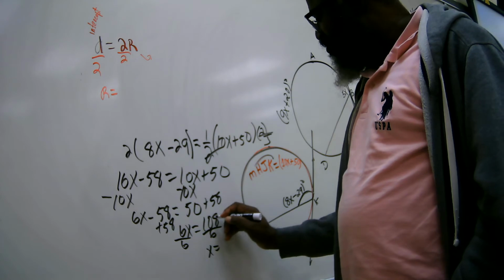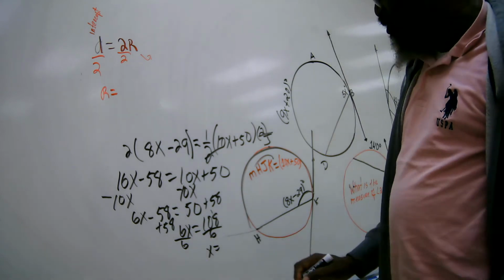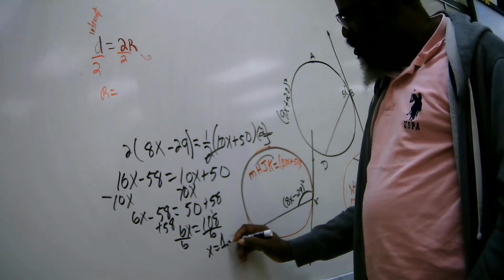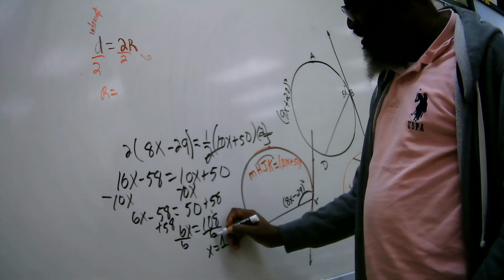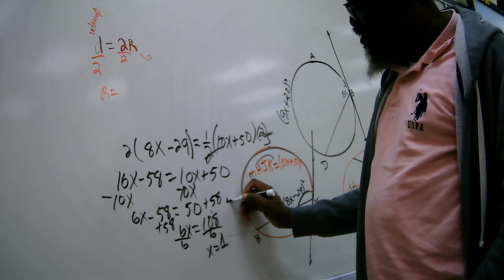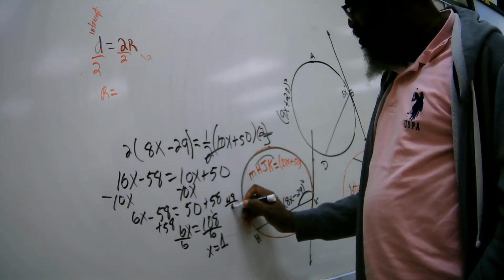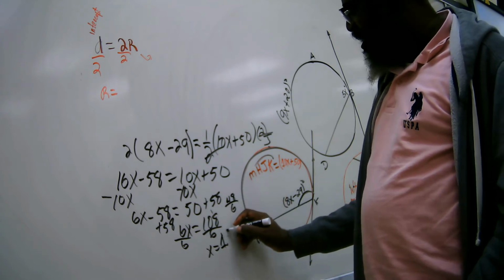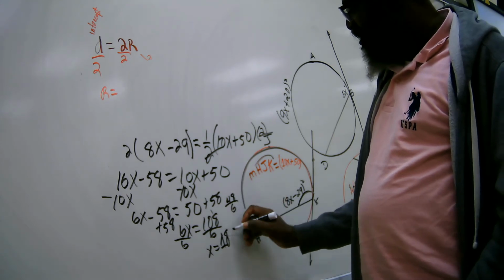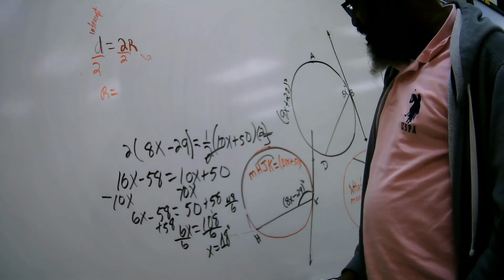You ask yourself how many times 6 goes into 10. That will be 1 time. 1 times 6 is 6. 10 minus 6 is 4. Bring down the 8. You ask yourself how many times 6 goes into 48. 8 times. 8 times 6 is 48. In this case, x is 18 degrees.